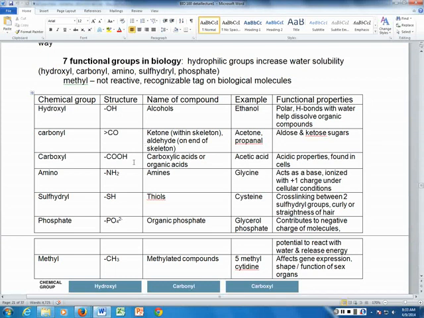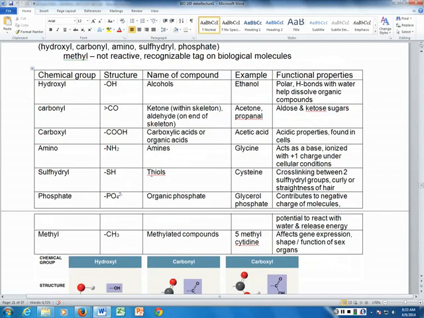Your carbonyl group here, this is what's going to be in your aldose and ketose sugars. This is an acid group. An example would be acetic acid, which is in vinegar. The amine group, this is what you're going to have on one side of an amino acid. It can be ionized with water. The sulfhydryl group, these sulfurs will form double bonds that are very strong to give certain properties. So if you're going to create something where you need a lot of strength, you may want to put some sulfhydryl groups on it. Phosphate will give a negative charge and can allow it to react with water.